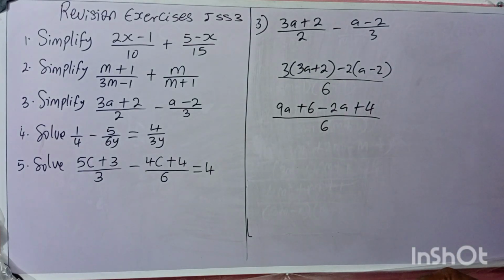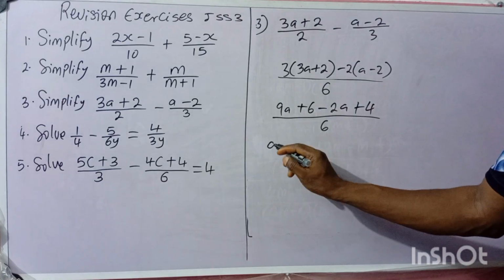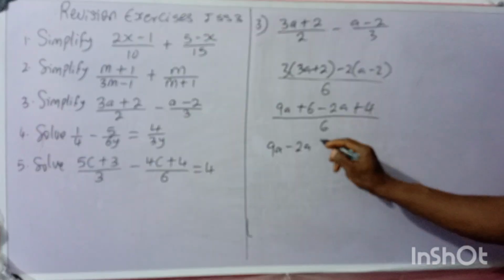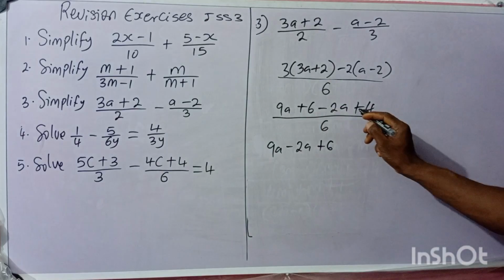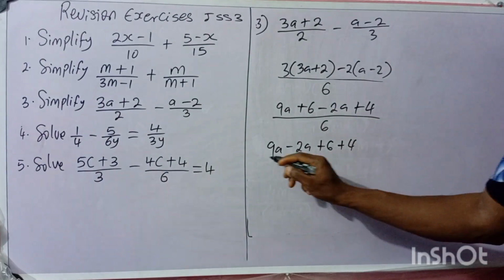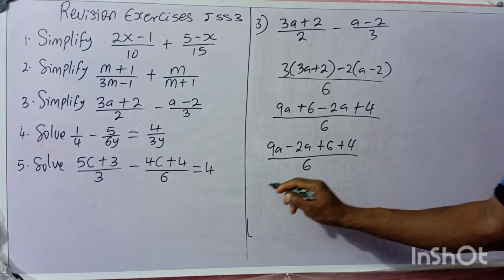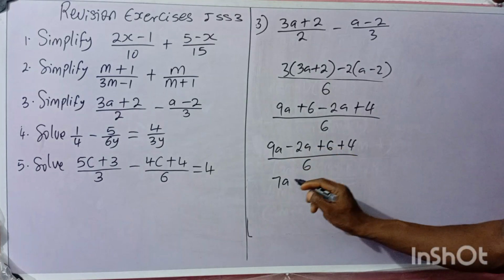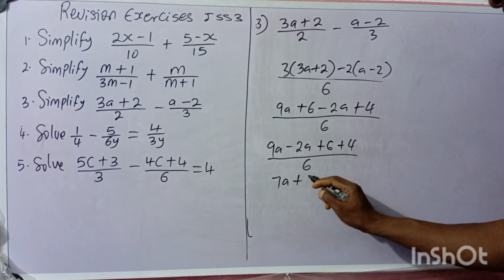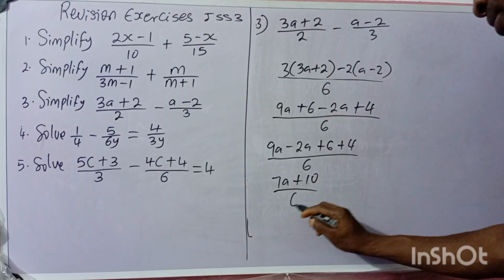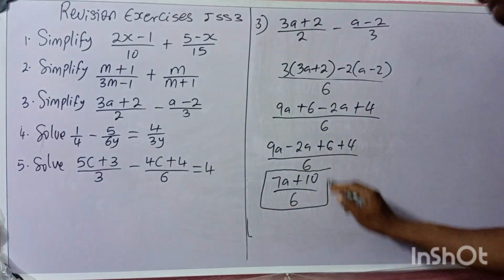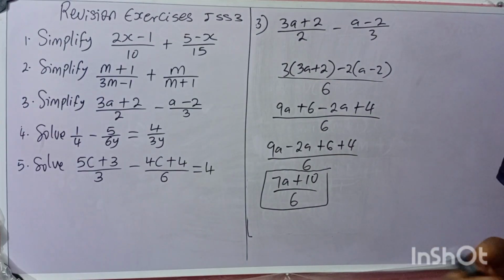So what do we do next? To collect like terms, we have 9a, then minus 2a, then plus 6 plus 4, all over 6. So finally, 9a minus 2a will give us 7a plus 10, all over 6. That becomes the result of this particular question. This is the answer to number 3. Then we move to number 4.